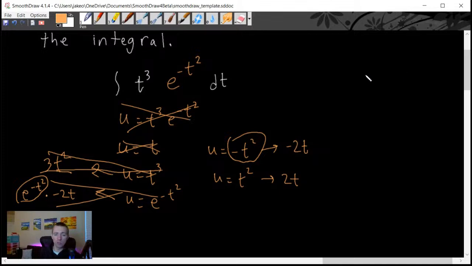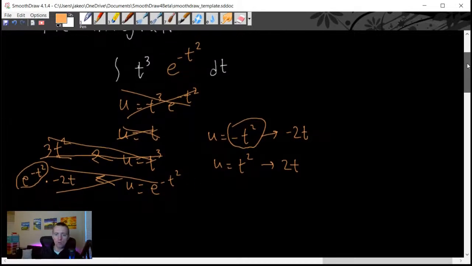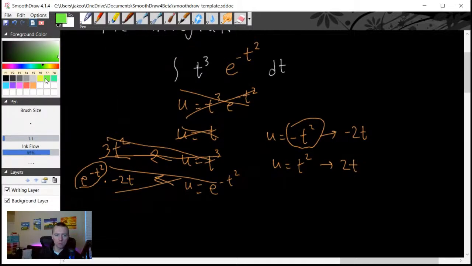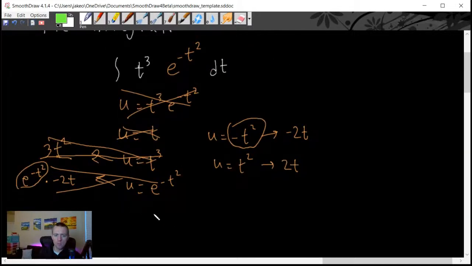And again, this seems weird. Seems like it's not really going to help us, but that's where the integration by parts portion is going to come into play, which is going to be interesting. So we're going to go with u equals negative t squared.